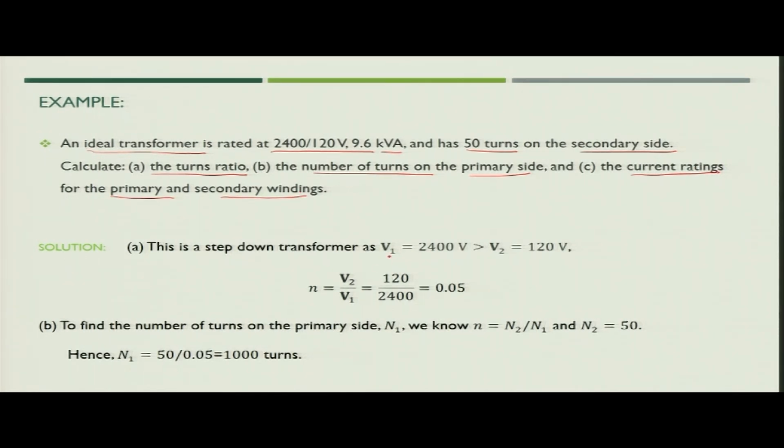Now, since V1, that is 2400, is greater than V2, that means that we are talking about the step down transformer, so N will be V2 by V1. So, you get turns ratio as 0.05. Now, based on this you can find out the number of turns on the primary side, because N is nothing but N2 by N1, and N2 is given as 50. So, you will get N1 as 1000 turns.